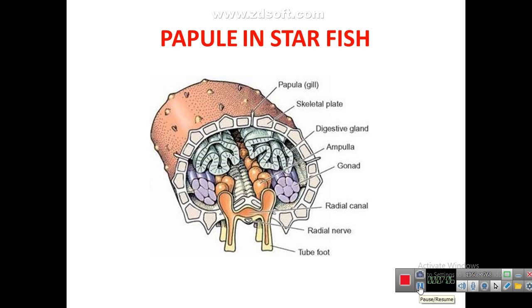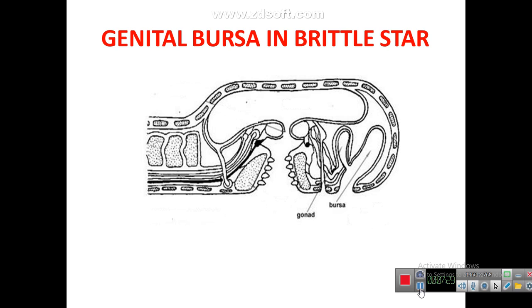The papulae present in the starfish, these structures are known as papulae. These are the respiratory organs. These structures present: the skeletal plates, digestive glands, ampulla, gonads which are the reproductive organ, radial canal, radial nerve and tube foot. Genital bursa in the brittle star, genital word is for the reproductive. Along with the gonad, a respiratory organ is present, that is the bursa. Gonad is the reproductive organ.